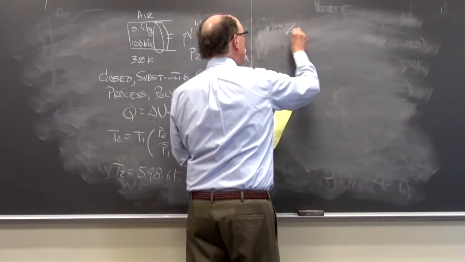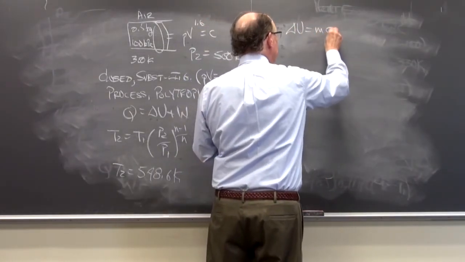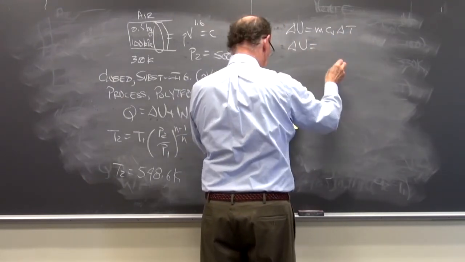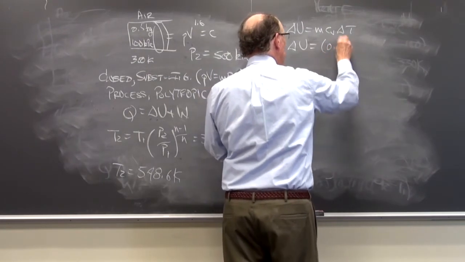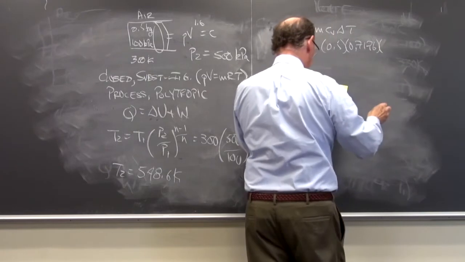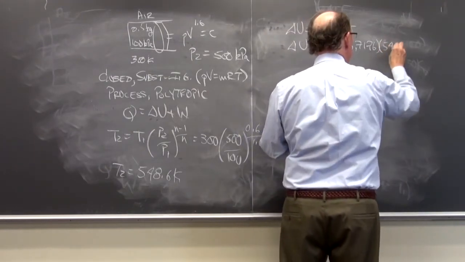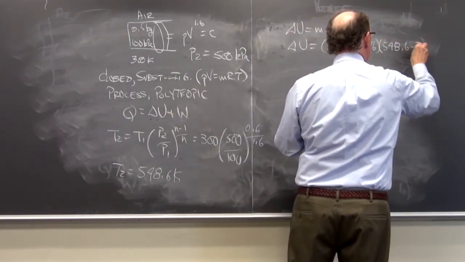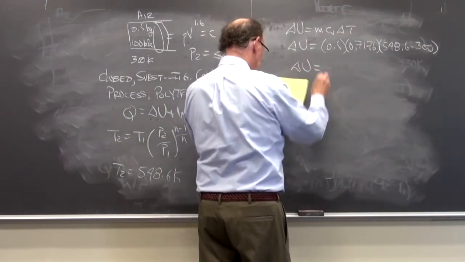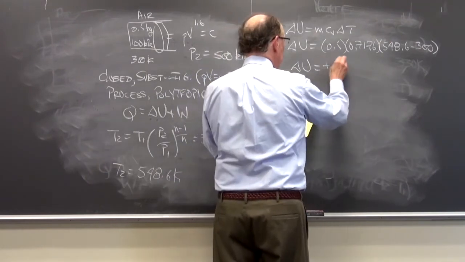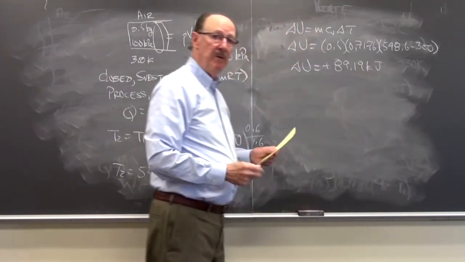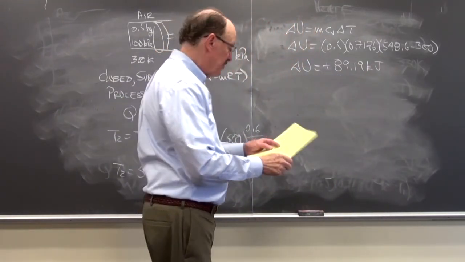Delta U is m C sub V delta T, so delta U is equal to 0.5 times 0.7176 times (548.6 minus 300). So we're going to have delta U equal to plus 89.19 kilojoules. So we have what that is.